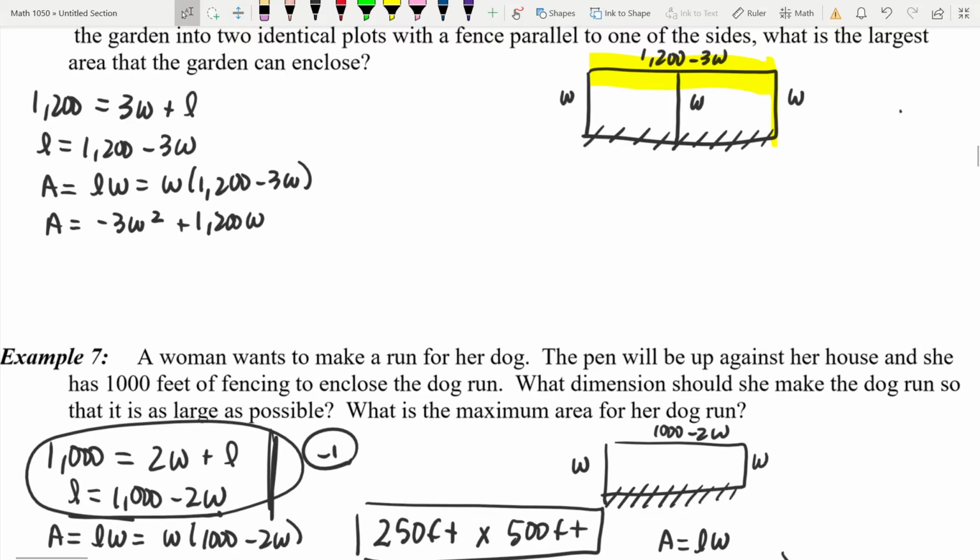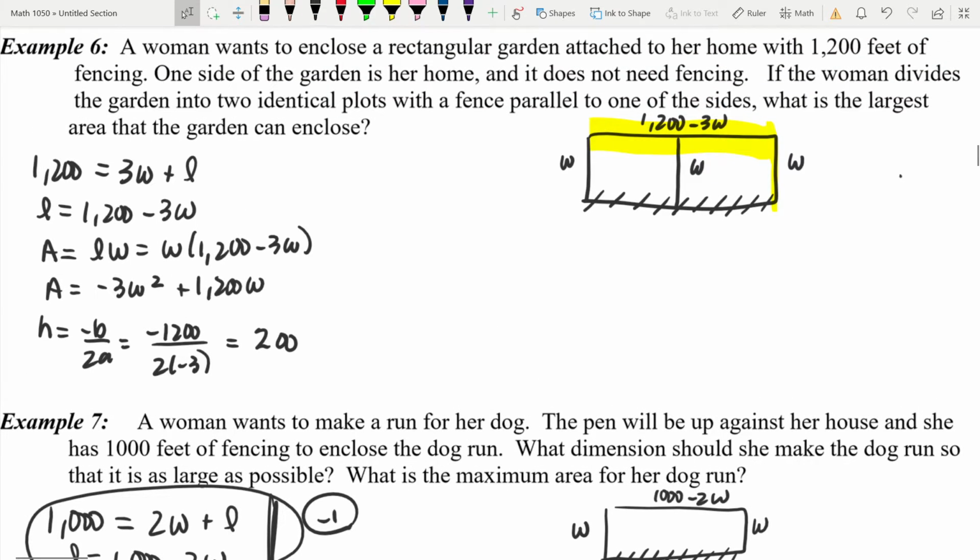Okay, now I'm back to question 1. So I just go H is negative B over 2A, which is negative 1,200 over 2 times negative 3. 2 negatives give me a positive. 1,200 divided by 6 is 200.